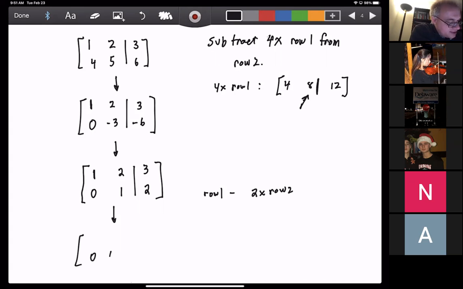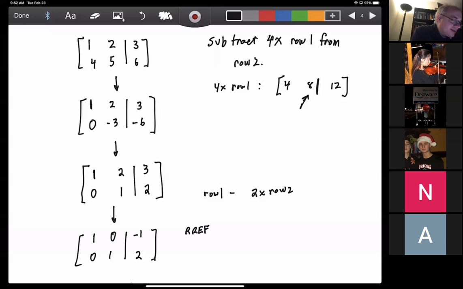So now row 2 stays just as it is. 1 minus 2 times 0 is still 1. 2 minus 2 times 1 is now 0. 3 minus 2 times 2, so 3 minus 4 is -1. Okay, so now I'm all the way to RREF form. Leading ones, every other entry in the column with a 1 is a 0, and any 0 rows are pushed to the bottom. I don't have any 0 rows, so I don't have to worry about that.